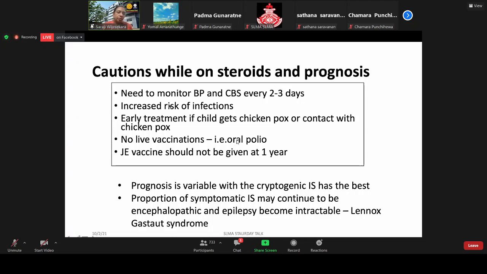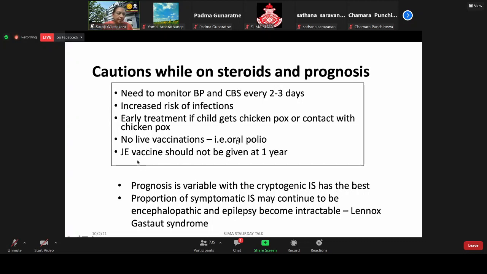And there's increased risk of infections, so you have to tell the parents not to go to crowded places. And chickenpox is a deadly infection in these patients if they are on high-dose steroids. You know about steroids. So you need to treat them early, or if they're in contact with chickenpox, better to get them into the hospital so that we could give specific immunoglobulins and treat these patients. And no live vaccinations, for example oral polio or MMR, during this treatment time.